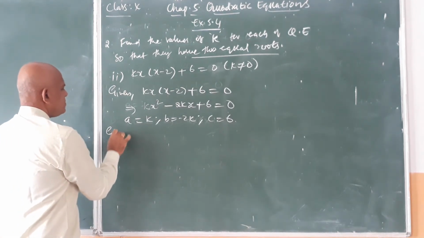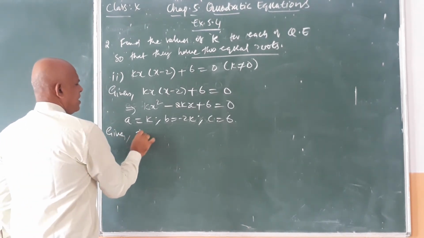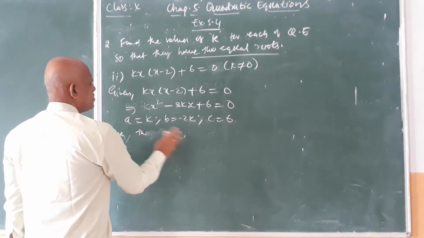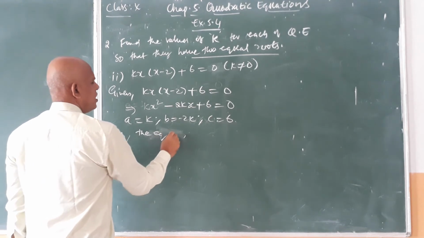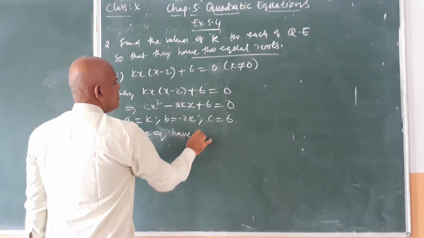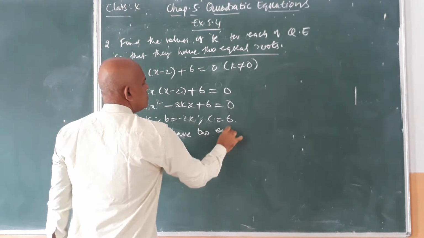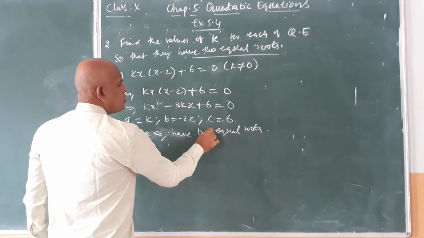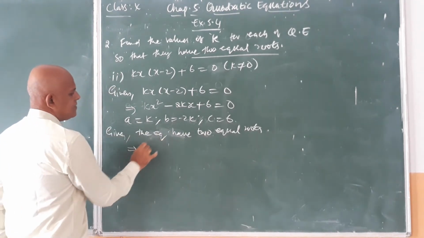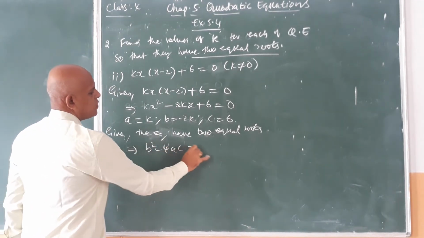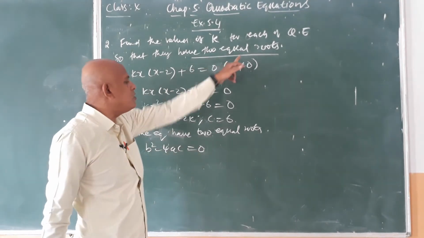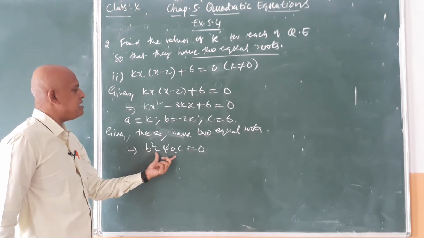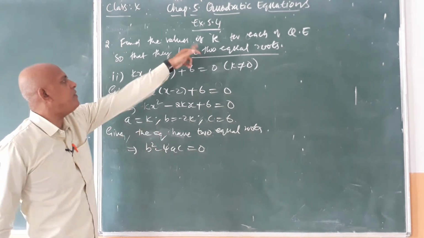They given that they have equal roots. The equation has two equal roots, which implies discriminant value is equal to 0, which implies b square minus 4ac is equal to 0. Because they give that two equal roots means that discriminant value is equal to 0. So if we substitute a, b, c values, then we can find the value of k.